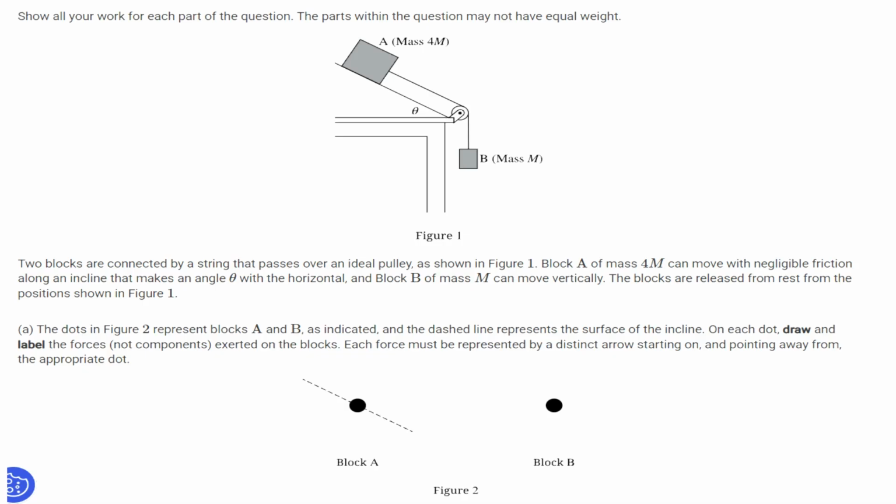The dots in Figure 2 represent blocks A and B as indicated, and the dashed line represents the surface of the incline. On each dot, draw and label the forces, not the components, exerted on the blocks. Each force must be represented by a distinct arrow starting on and pointing away from the appropriate dot.